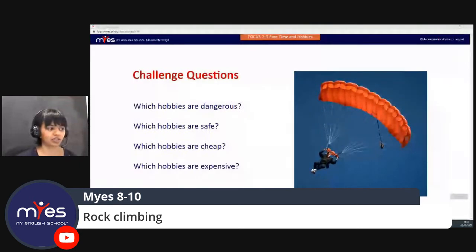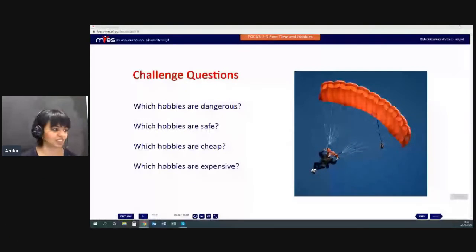Do you do any dangerous hobbies? Let me know. Which hobbies are safe? So, in my opinion, hobbies that involve staying at home or hobbies that do not involve use of any machineries are safe to do. Do you agree with me, or do you think some other types of hobbies are safe as well?